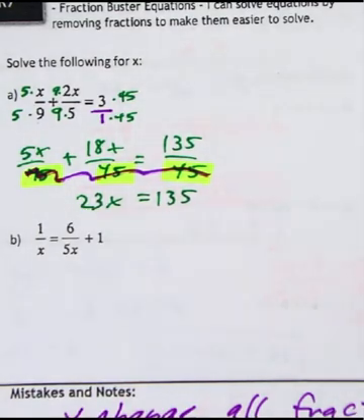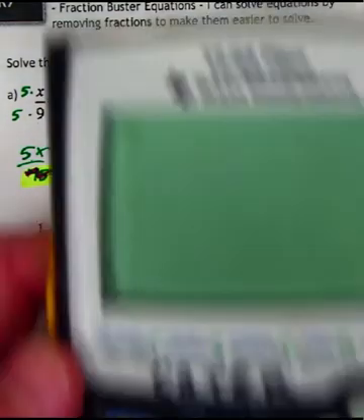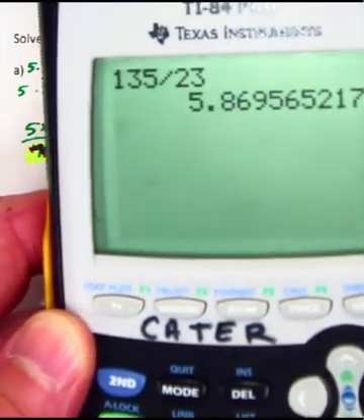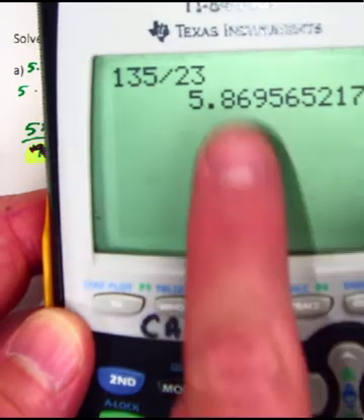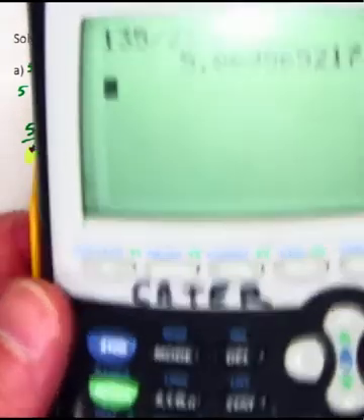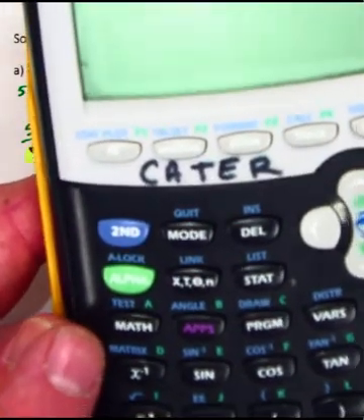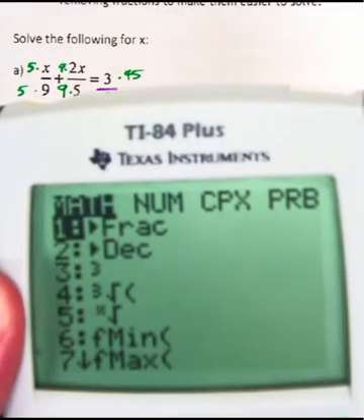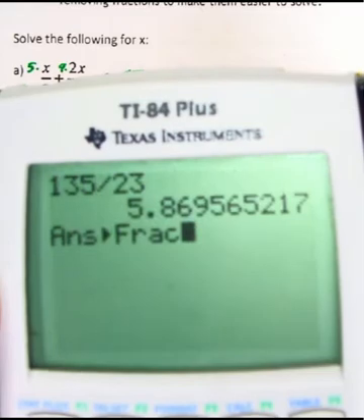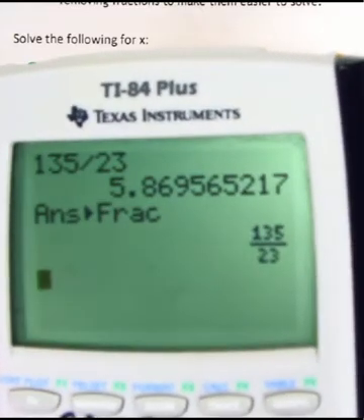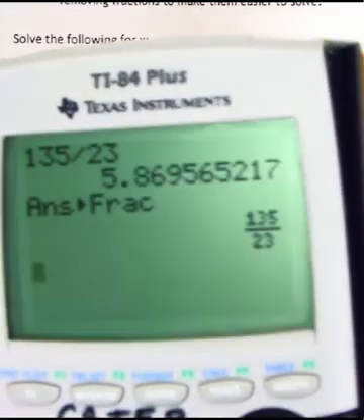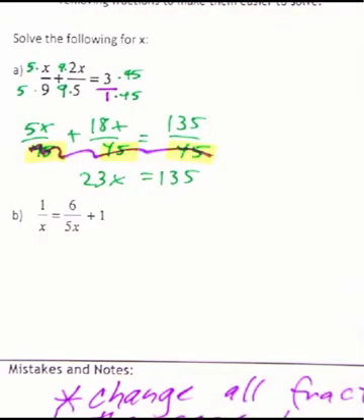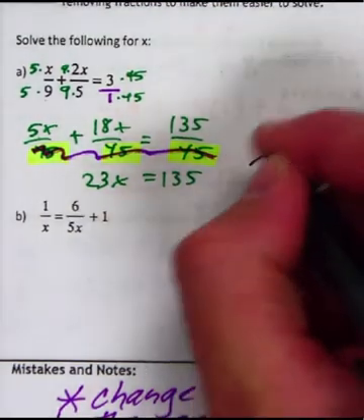Then you take 135 divided by 23 on your calculator. So I go 135 divided by 23, and it gives me this really big long decimal. Well, we don't want to have that kind of an answer. We'd much prefer an exact answer, so we use the math key. I push it, I go math, and then it gives me some choices to turn it into a fraction, and so then I just push enter, enter, and it shows me the correct reduced fraction is 135 over 23, and that's the number that we would want. So x equals 135 over 23.